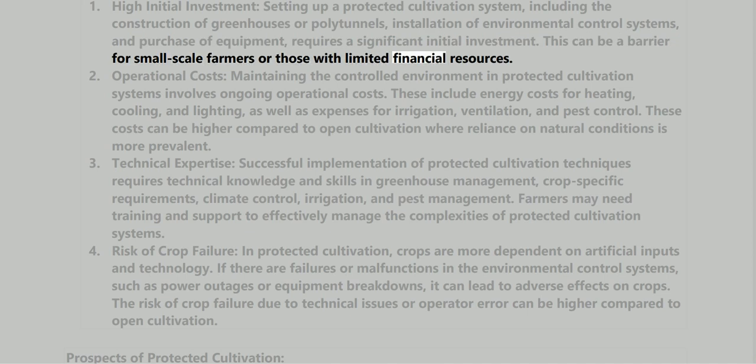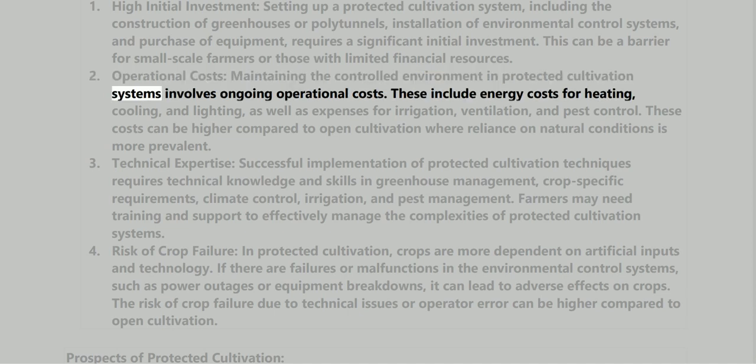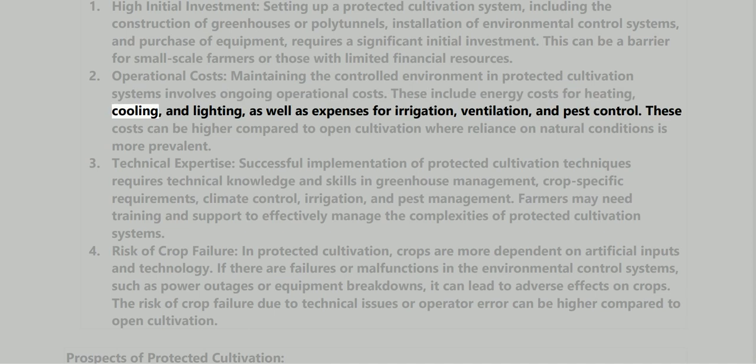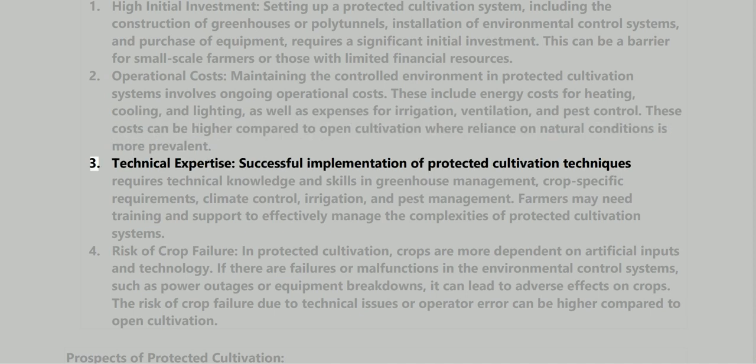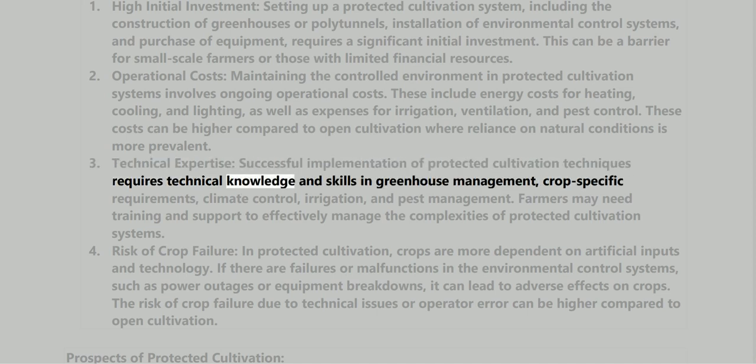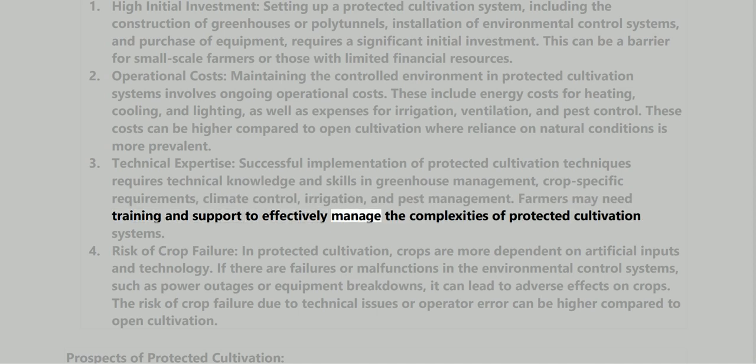2. Operational costs. Maintaining the controlled environment in protected cultivation systems involves ongoing operational costs. These include energy costs for heating, cooling, and lighting, as well as expenses for irrigation, ventilation, and pest control. These costs can be higher compared to open cultivation where reliance on natural conditions is more prevalent. 3. Technical expertise. Successful implementation of protected cultivation techniques requires technical knowledge and skills in greenhouse management, crop-specific requirements, climate control, irrigation, and pest management.